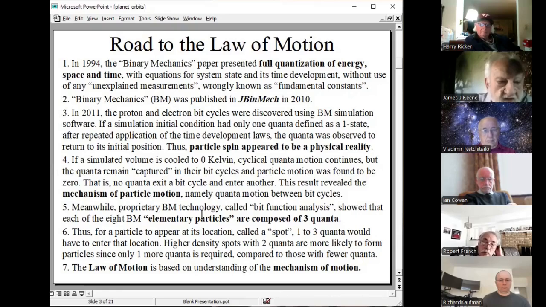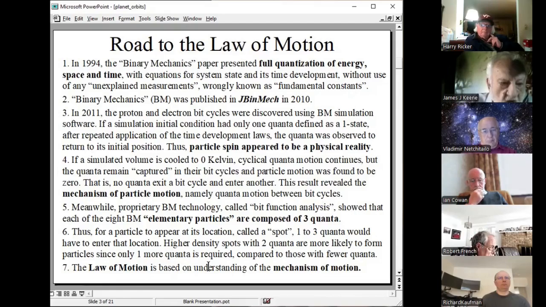Meanwhile, proprietary binary mechanics technology called the bit function analysis showed that each of the 8 binary mechanics elementary particles is composed of 3 quanta. This is an important point. Thus, for a particle to appear at its location called a spot, 1 to 3 quanta would have to enter that location. Higher density spots with 2 quanta are more likely to form particles since only 1 more quanta is required. Here we're getting very close now to the logic of how we arrive, from the mechanism of particle motion, at the law of motion.